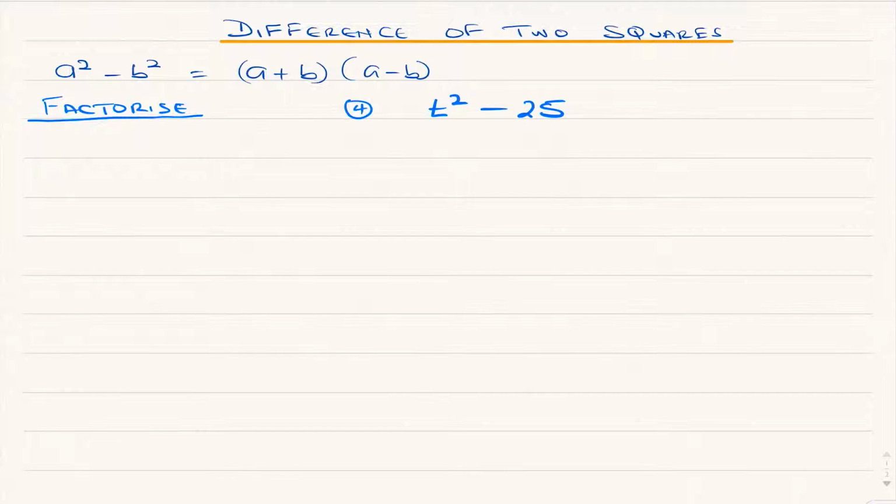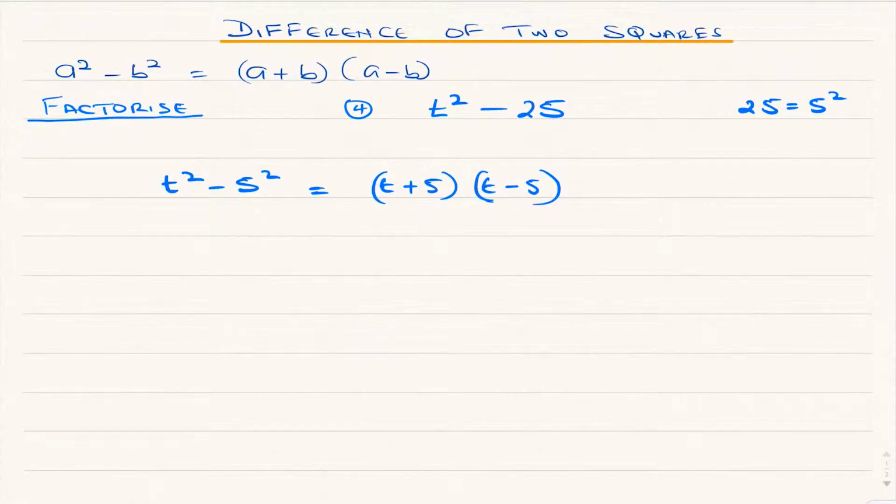Question 4. t squared minus 25. Well, 25 is 5 squared, so we can replace 25 by 5 squared. So we can see it is a difference of two squares. So t squared minus 5 squared will have factors of t plus 5 and t minus 5. Those are the factors.